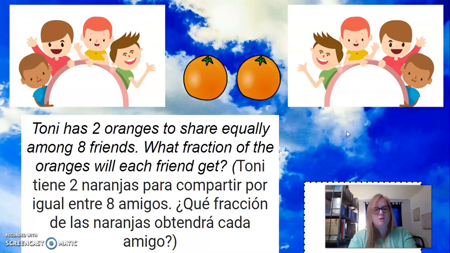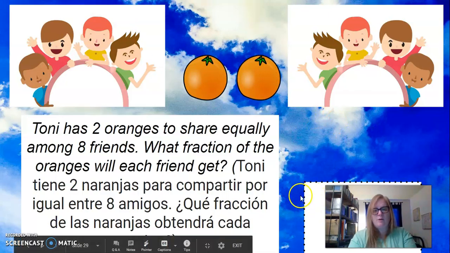Tony has 2 oranges to share equally among 8 friends. What fraction of the oranges will each friend get? So here are my 2 oranges. Here are my 8 friends. How much will each friend get? And put your answer right here in this box.